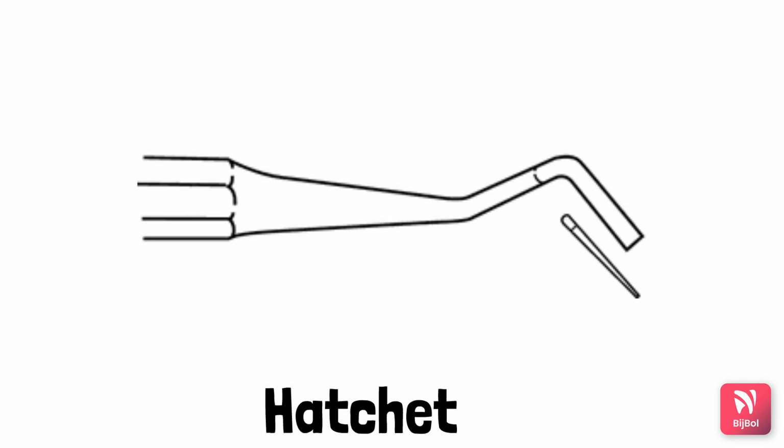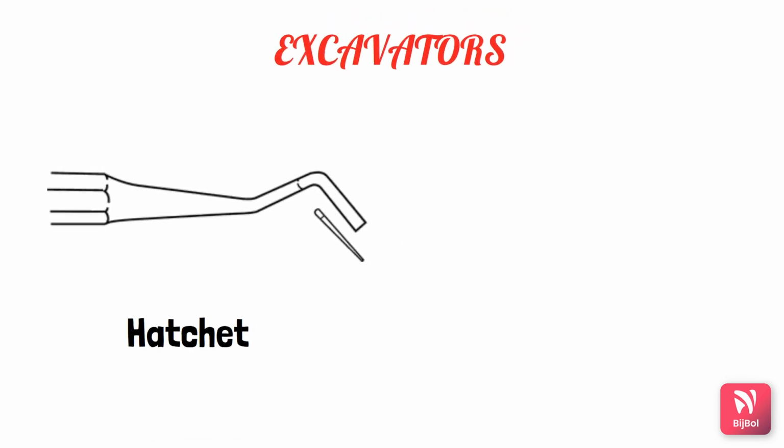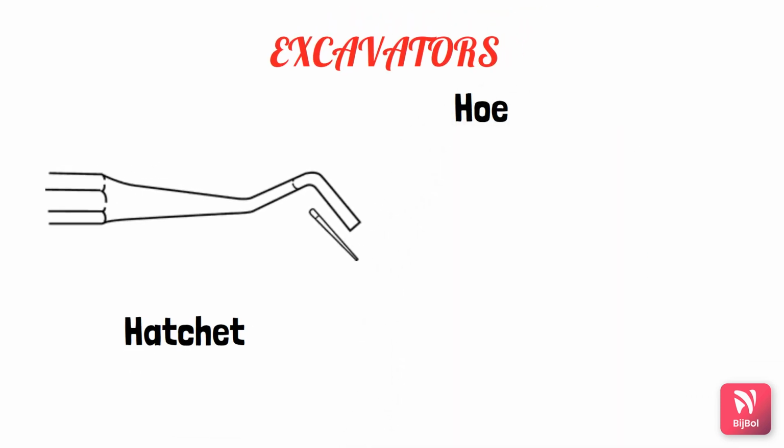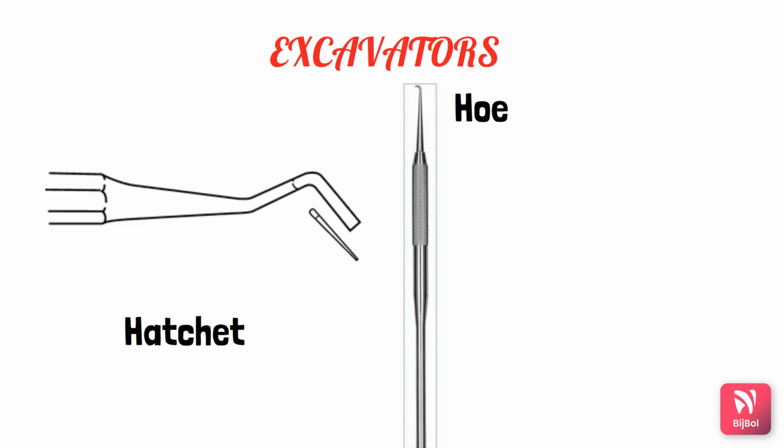Next, we can also see the hoe. The instrument has the primary cutting edge of the blade perpendicular to the long axis of the handle. It helps for planing the cavity walls and also forming the line angles. These have the longer and the heavier blades.